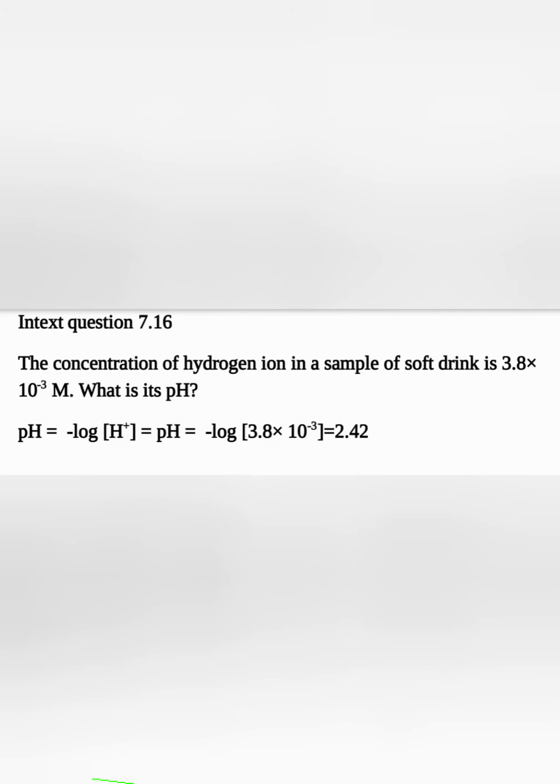Second question, 7.16. The concentration of hydrogen ion in a sample of soft drink is equal to 3.8 into 10 raised to minus 3 molar. What is its pH? Here there is no need to make use of water. We are not supposed to consider the H plus ion concentration from water. So we directly take pH is equal to minus logarithm of H plus ion concentration, that is equal to minus log of 3.8 into 10 raised to minus 3, so the value will be equal to 2.4. That means it is slightly acidic.